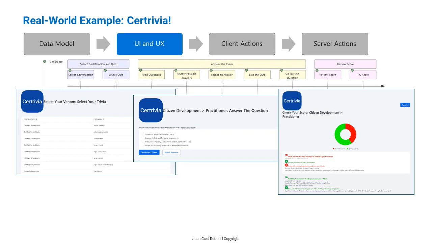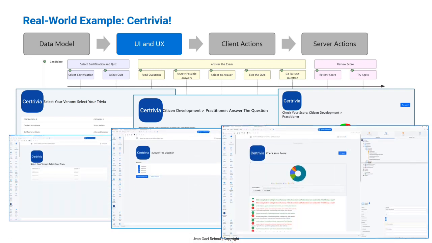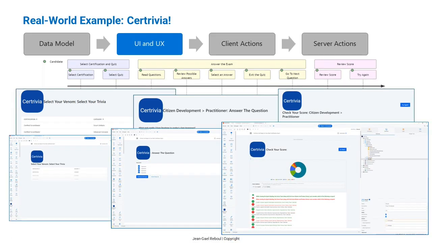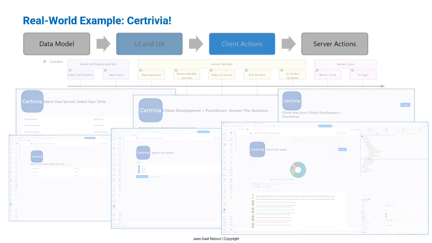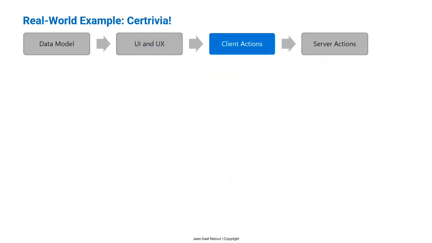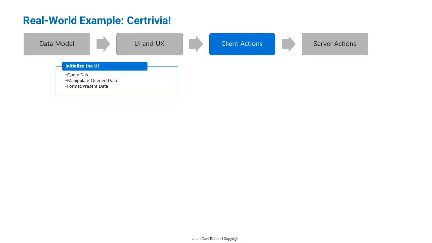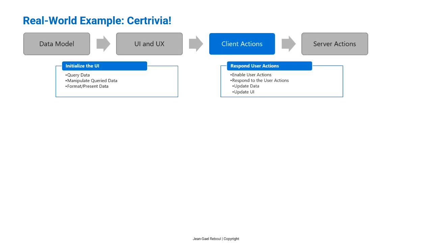And here again, to build it, we simply have to drop and position the different UI widgets we need, using a what you see is what you get editor. And naturally, once the UI is built, the next step is to add the user interactions. To simplify, we can understand the required work on the UI side in two folds. First, to initialize the UI by querying the data needed, manipulating the queried data according to the UI requirements and presenting this data to the user. And obviously, we want the UI to enable and respond to the available user actions by updating or creating new data, in this case, capturing the answer provided by the candidate.